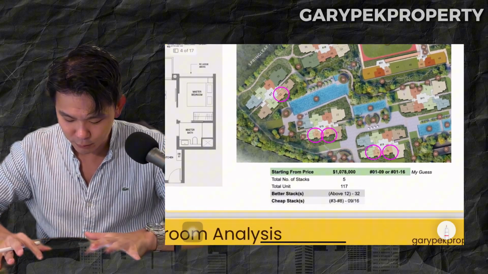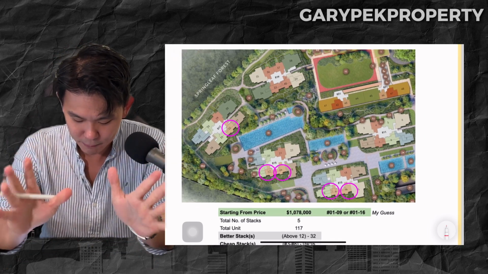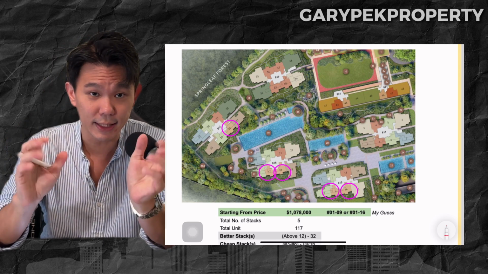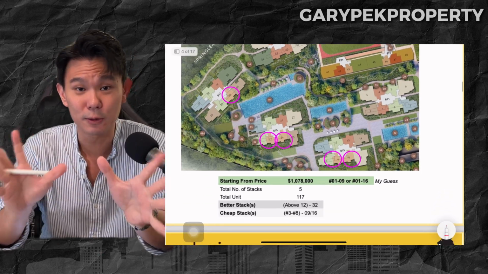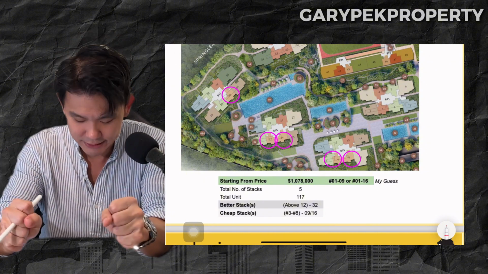There are a total of 5 stacks if you can see from my site plan, namely 9, 16, 17, 24, and stack 32. And there are a total of 117 units for the 2-bedroom basic type.